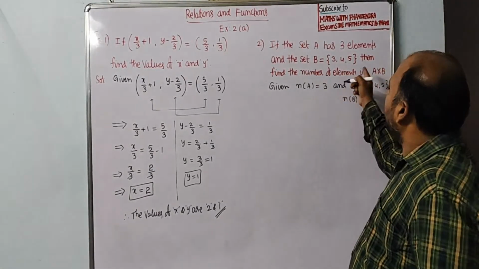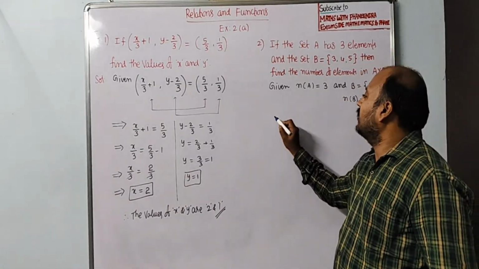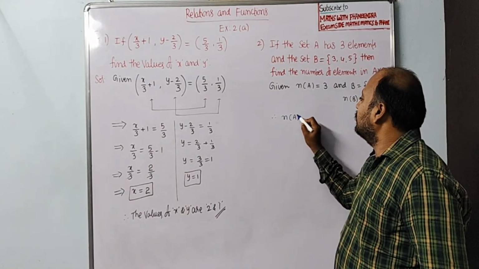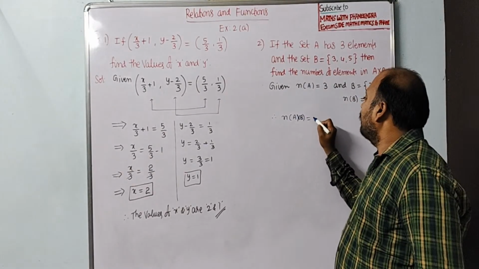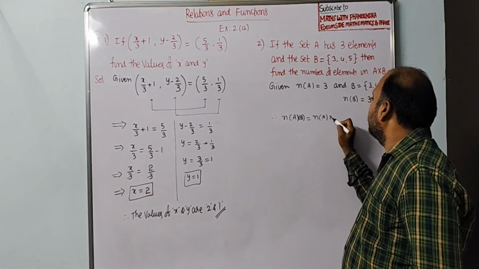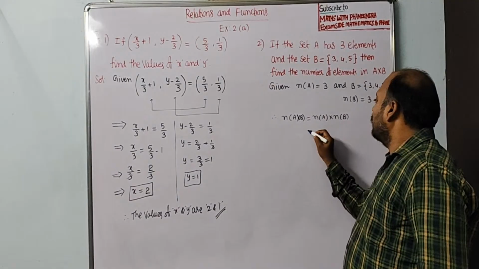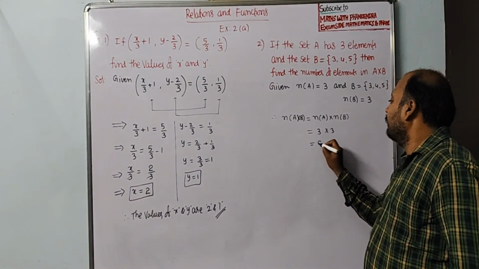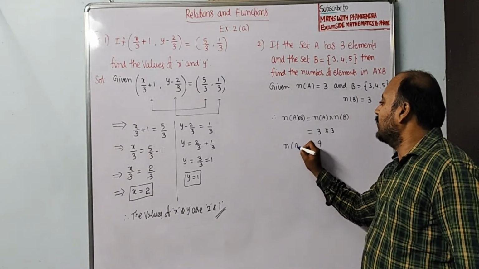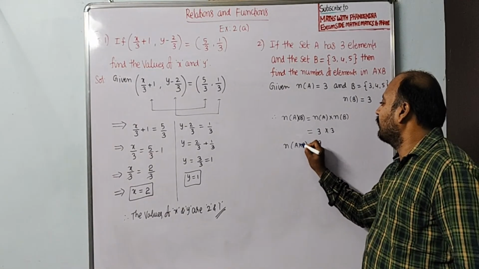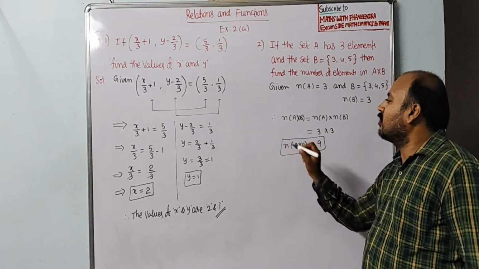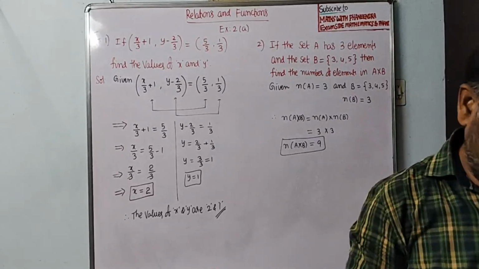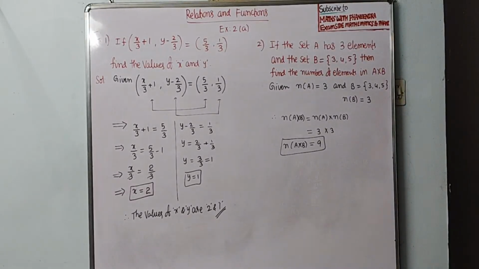They are asking to find the number of elements in A cross B. Therefore, n of A cross B is equal to n of A into n of B, formula, dear students. So n of A equals 3 into n of B, which is also 3. Therefore, n of A cross B equals 9. So the number of elements in the Cartesian product of A and B is 9. I hope you understand. We'll move to the next question.